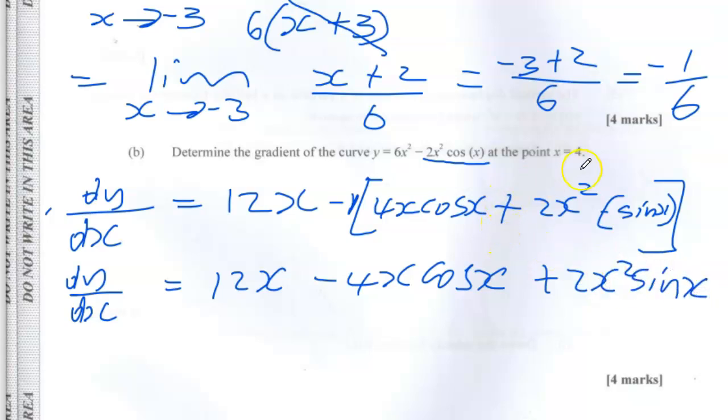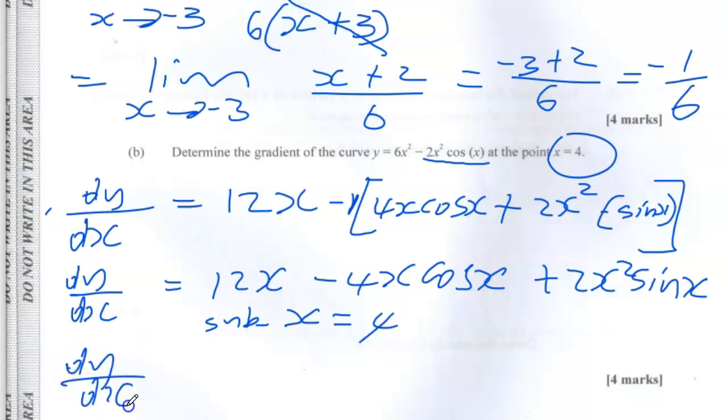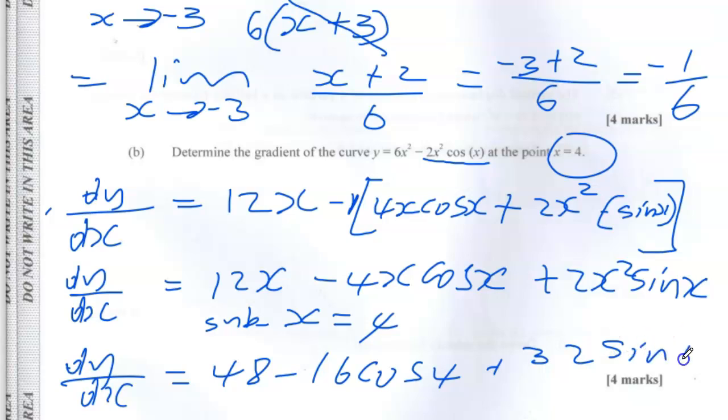And we are told x equal to 4, so replace x with 4, so we substitute x equal to 4, we end up with dy by dx equal to 12 times 4, that's 48. Minus 4 times 4, that's 16 cos 4. Plus x is 4, so 4 squared 16 times 2, that's 32 sin 4. And we can use our calculator to do the rest.